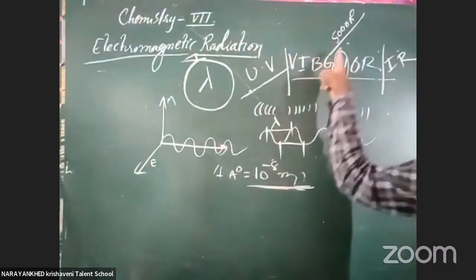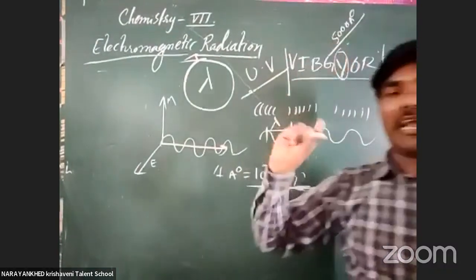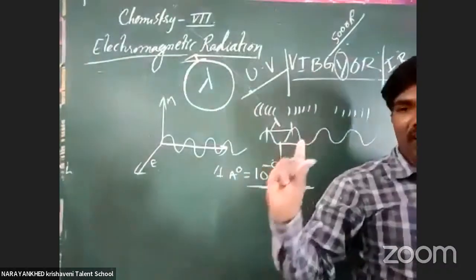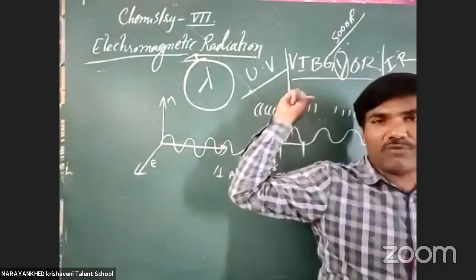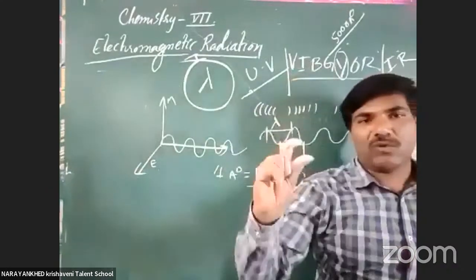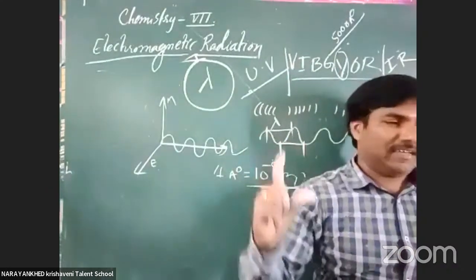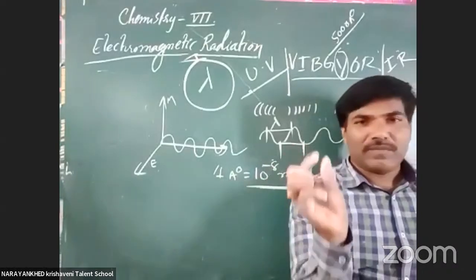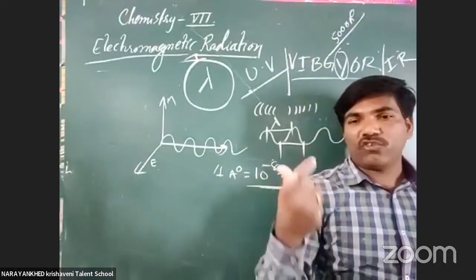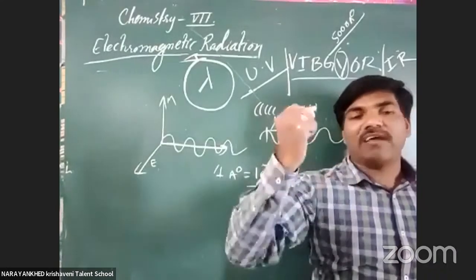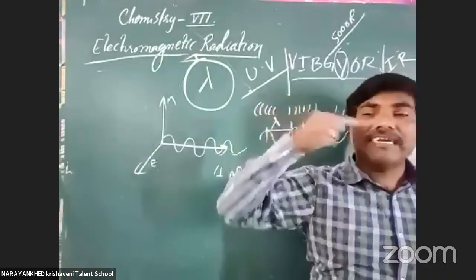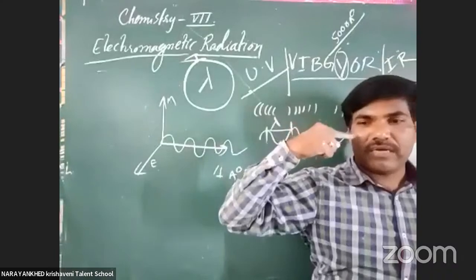In case it is 5,000 angstroms, that light looks like what color? Green, yellow. Understood, all of you? In case it is 7,000 angstroms, it is red. Okay, clear or not? Suppose you want to look yellow in color, your body does not allow the 5,000 angstroms light into it. Okay, got it or not?